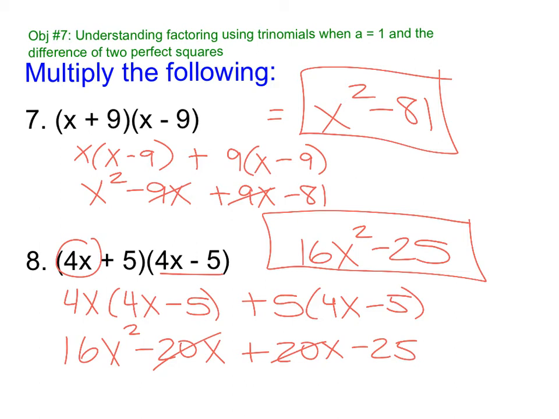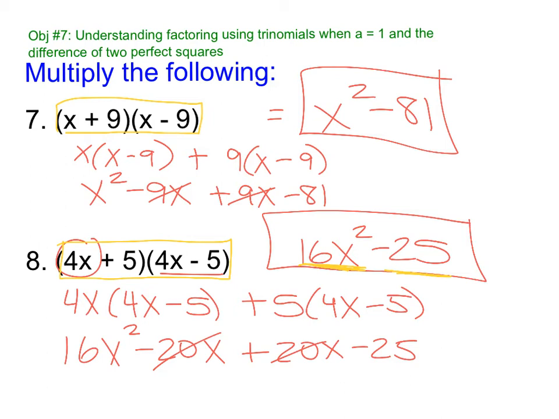So why did it cancel? Well, if you notice, they are the exact same binomial with different signs. They are the exact same binomial. One's a plus, one's a minus, right? That's important. We're going to keep that in mind. So, and then look at our answer, 16x squared minus 25. Could we GCF that? No, nothing divides into 16 and 25.